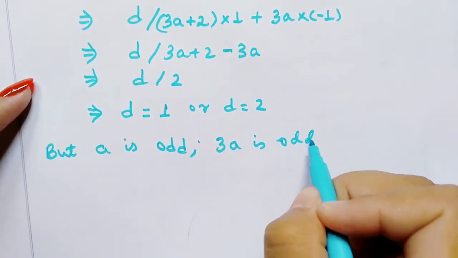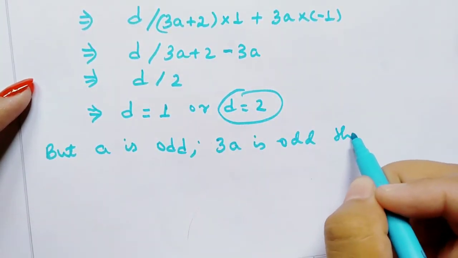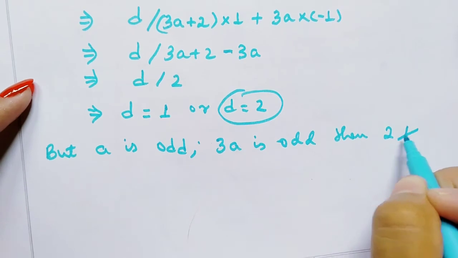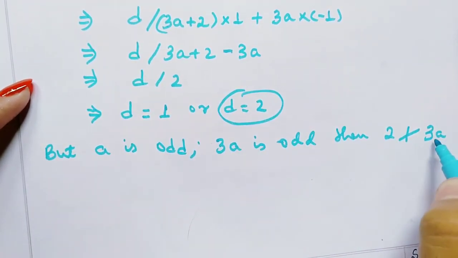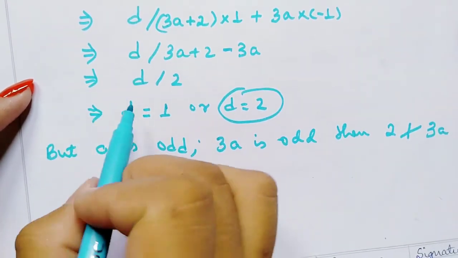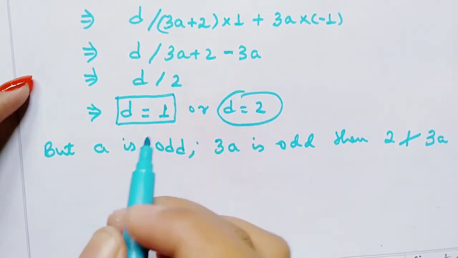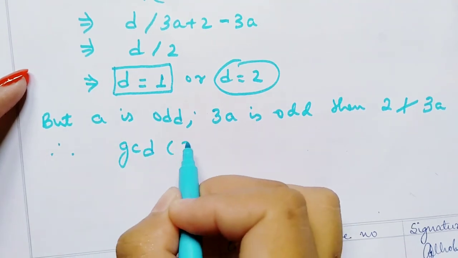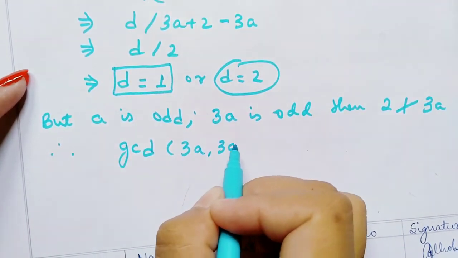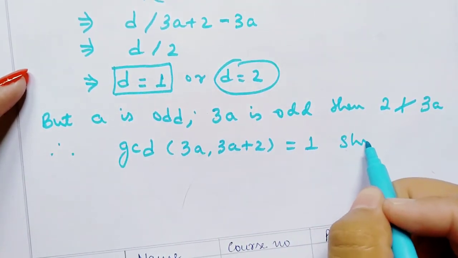So if this one is odd, then 2 does not divide 3a, because 2 is even and 3a is odd, so it does not divide 3a. So the only value of D that we have to take here is 1. Therefore the GCD of 3a and 3a plus 2 is 1. This one is also shown.